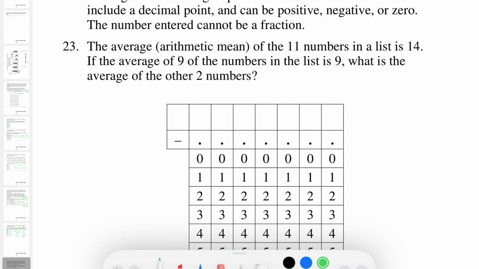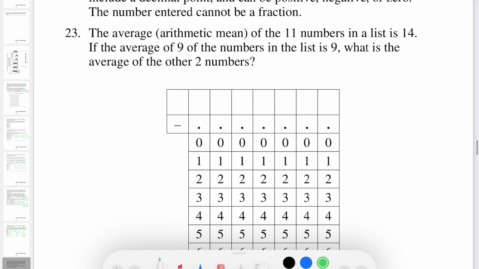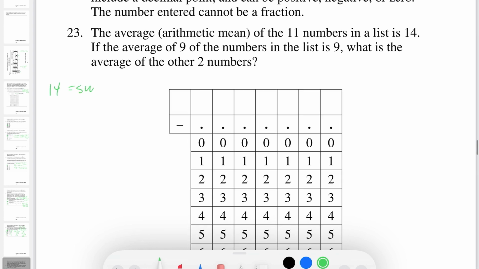Okay, another numeric entry problem. The average of the 11 numbers in a list is 14. If the average of 9 of the numbers in the list is 9, what is the average of the other 2 numbers? So let's write down what we know. The average of 11 numbers in a list is 14. So 14 equals sum over 11. That means the sum of all the numbers in the list is 14 times 11, or 154.